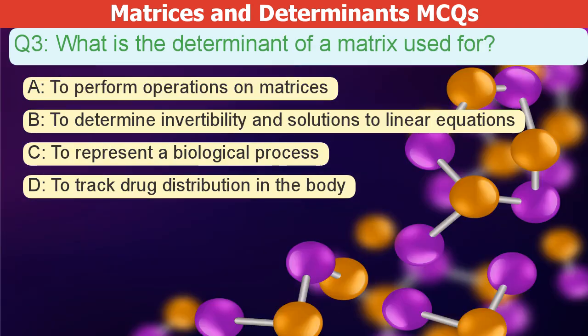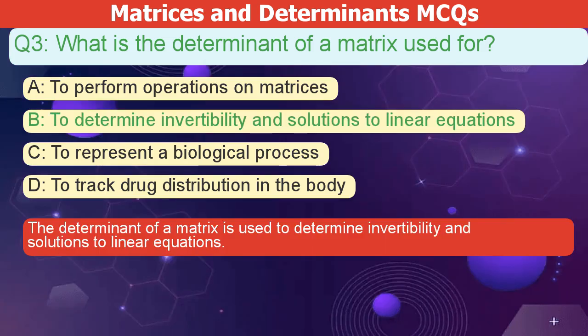What is the determinant of a matrix used for? A. To perform operations on matrices. B. To determine invertibility and solutions to linear equations. C. To represent a biological process. D. To track drug distribution in the body. The correct answer is B. The determinant of a matrix is used to determine invertibility and solutions to linear equations.